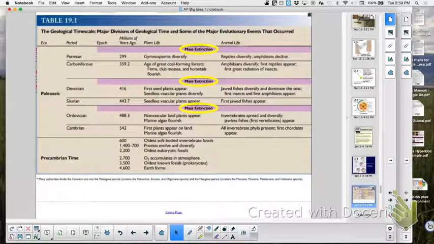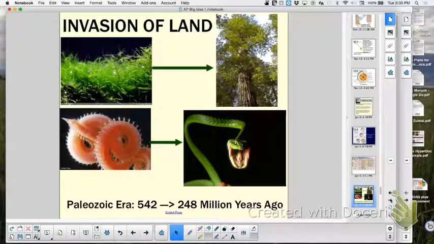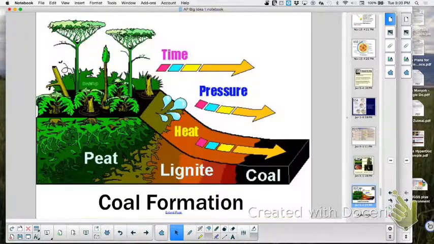Okay, and then you have Paleozoic, and then you have these mass extinctions in there. What do mass extinctions allow for? New species, evolution, baby, because you just cleared house and it makes room for others. Okay, here's showing you Paleozoic, algae to gymnosperms, and then flat invertebrates all the way to early reptiles in Paleozoic. So a lot of life evolved during that time. Trees die, pressure, heat, coal.